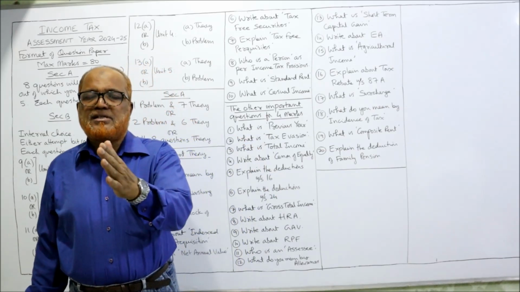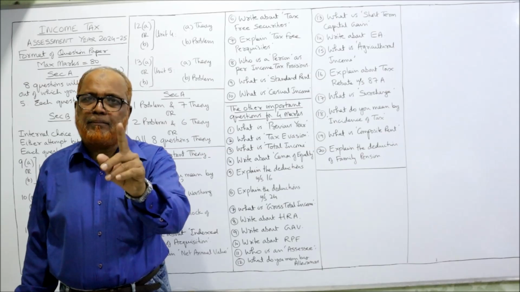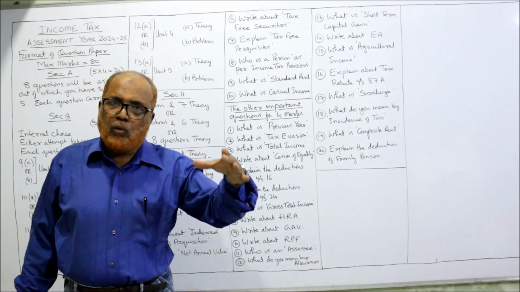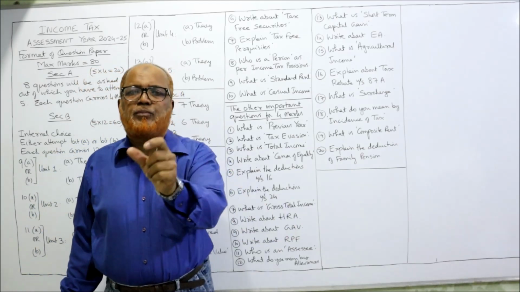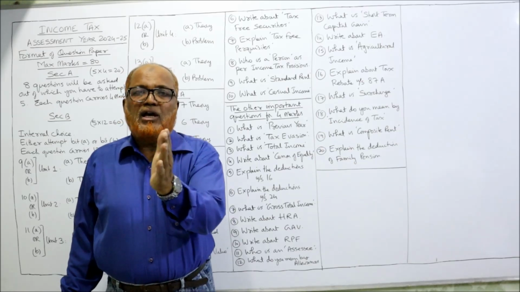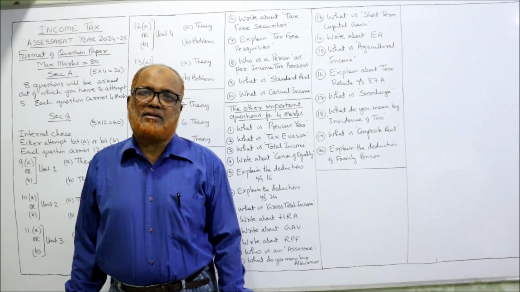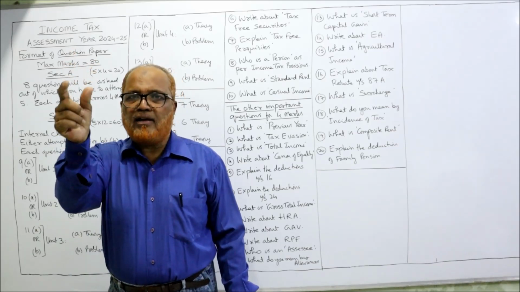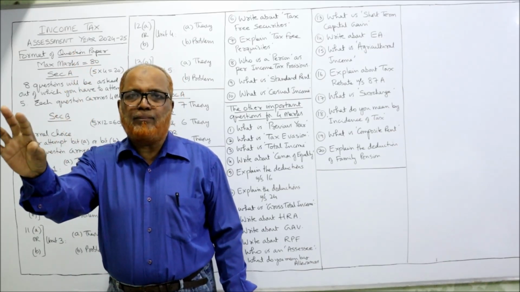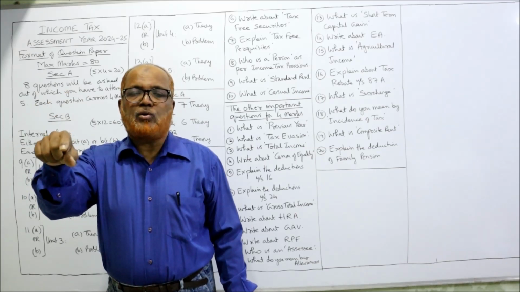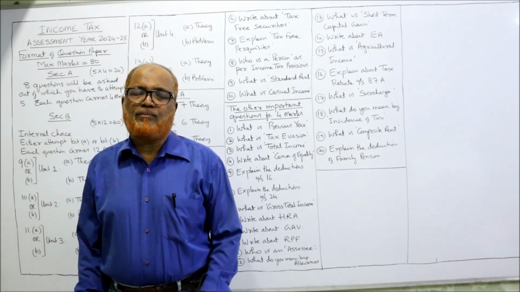If a person's total income during the previous year is up to 50 lakh, there is no surcharge. If it crosses 50 lakh, then surcharge will be applied. So first of all, we calculate the tax on the total income. After calculating tax on total income, we have to add a surcharge.